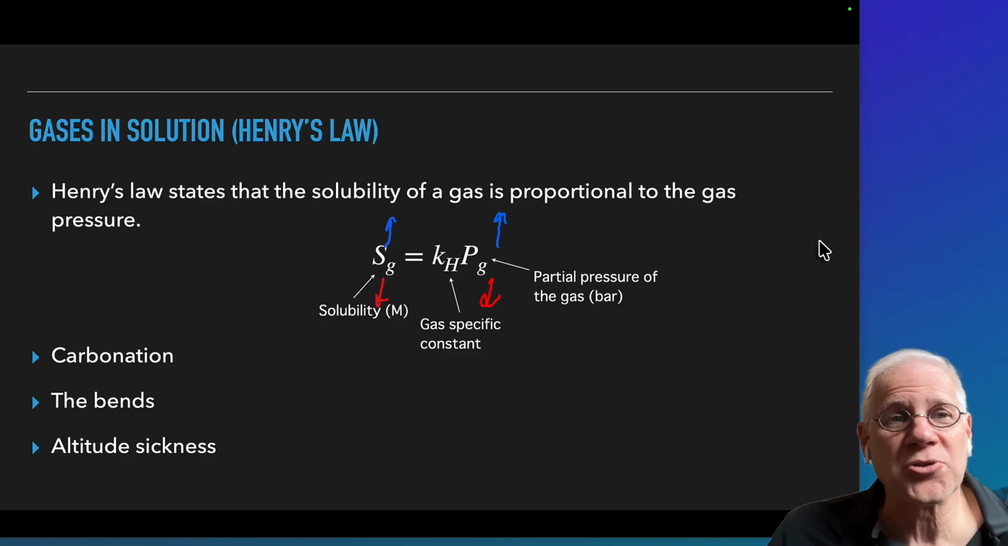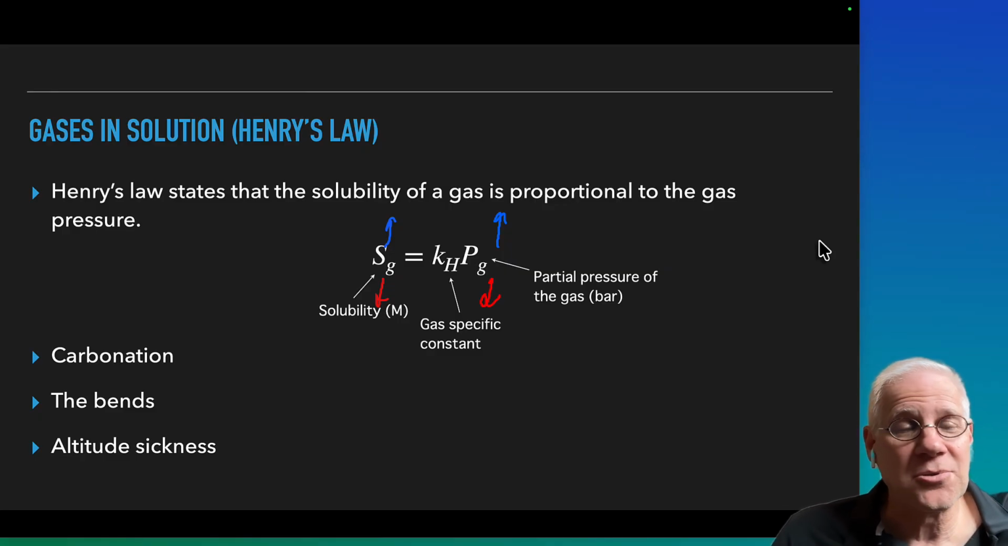Again, that lower partial pressure means there's not as much oxygen available. It's not as soluble in your bloodstream, and so you're not going to get as much oxygen to help your brain run.